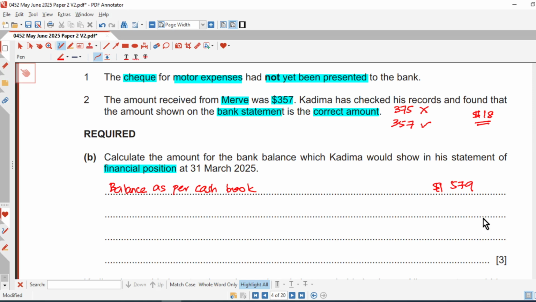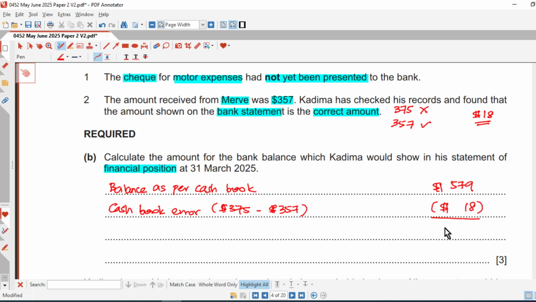So the only thing I need to correct here is transaction 2. So I'm going to put that as a cash book error, or a transposition error if you wish. So that's going to be 375 minus 357. So we're going to take away $18 from the cash book because you over recorded.